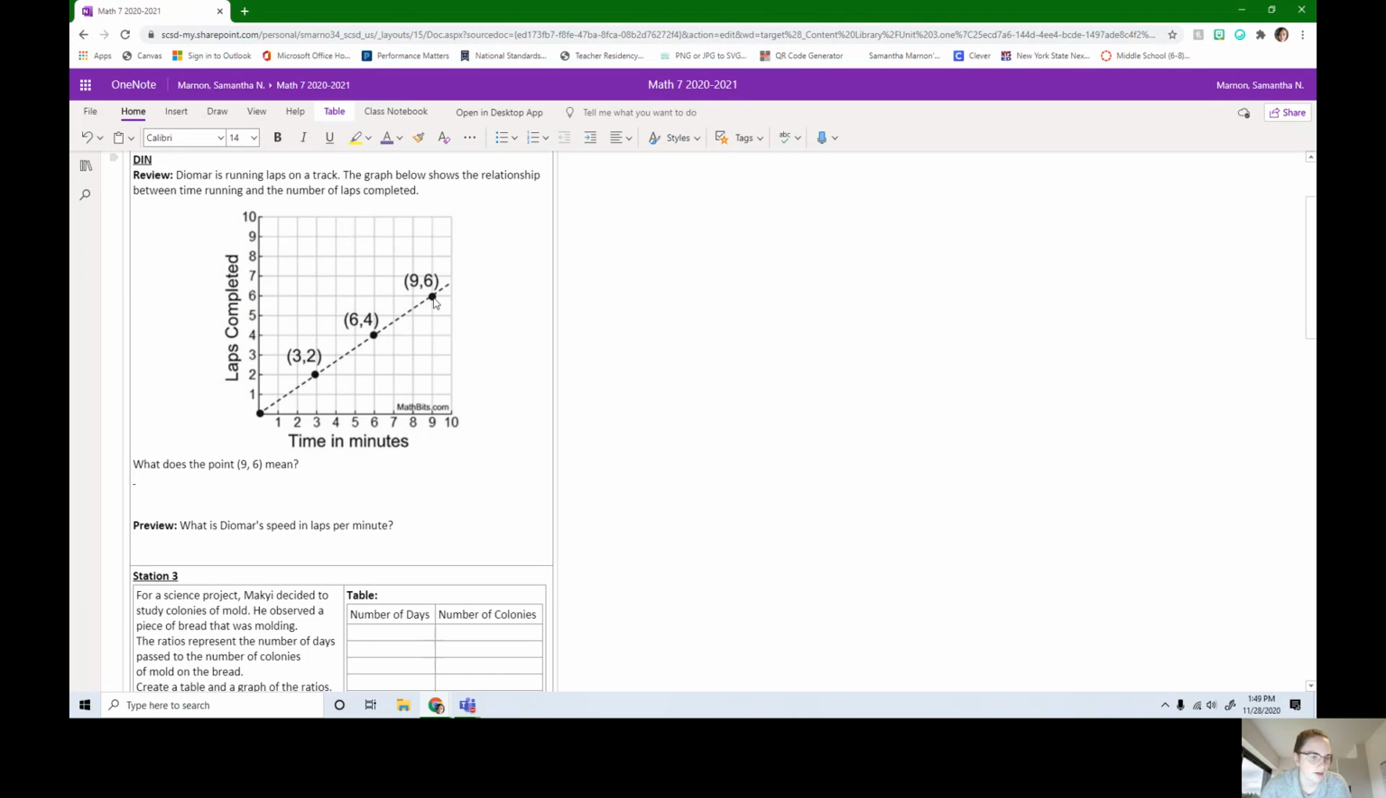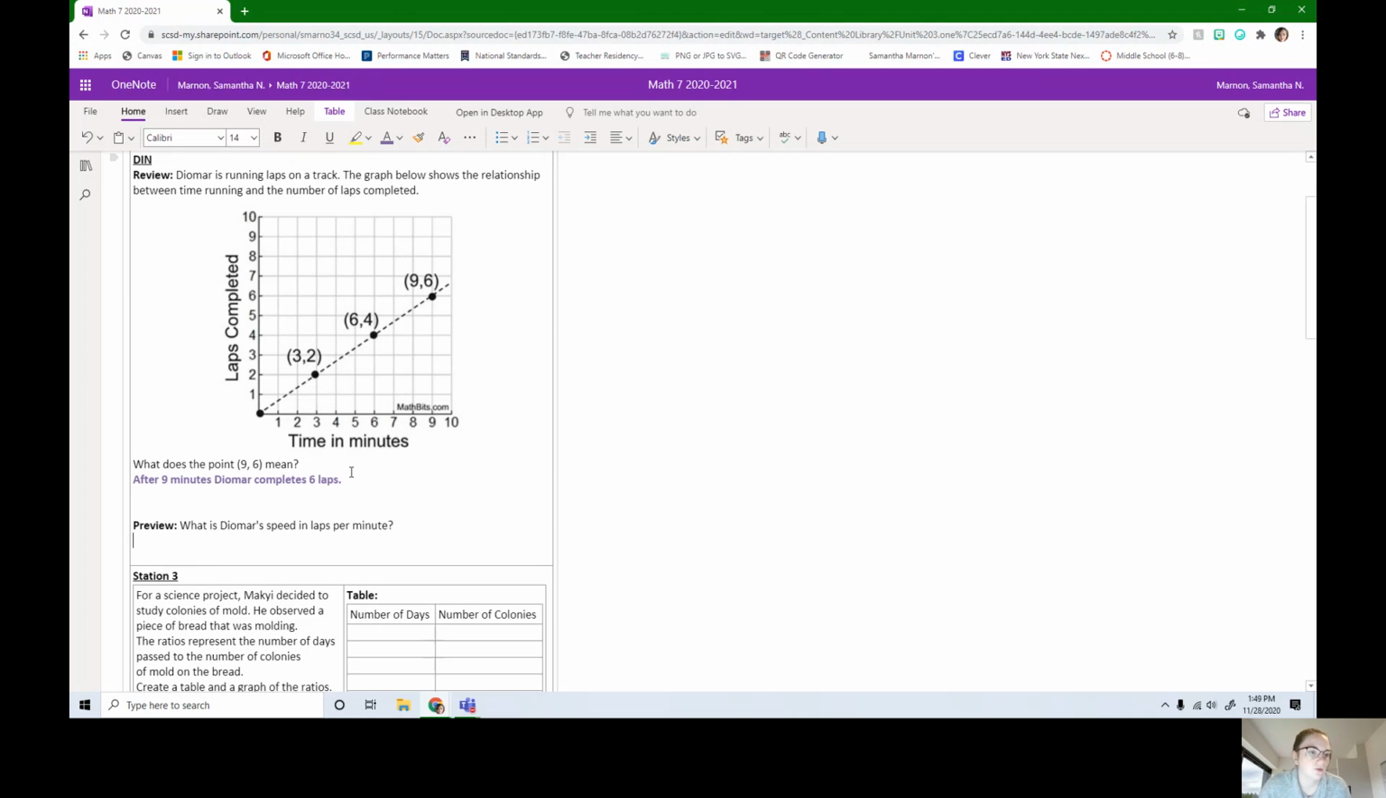So if we look at the point (9, 6), it's already labeled on the graph. We can see that this is 9 minutes and this is 6 laps. So we can put that into a sentence and we can say, after 9 minutes, DMR completes 6 laps.